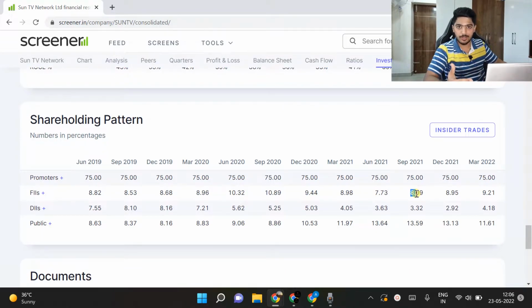They are accumulating Sun TV. Why? They're selling every stock. Why are they accumulating Sun TV? See, from 7.7, it has increased to 9.2% of their holding.